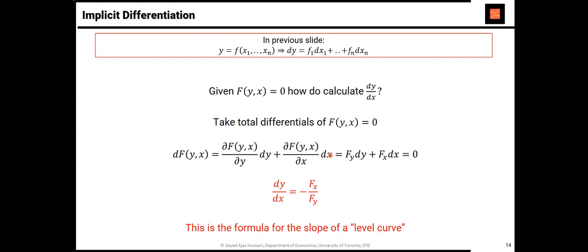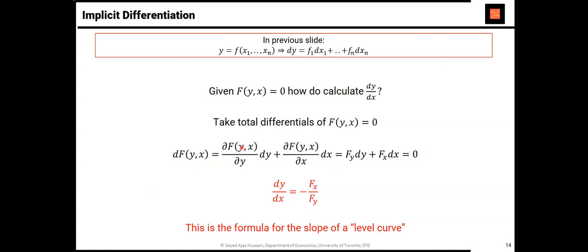And because behind the scenes x and y are intertwined in such a way so that this entire big F equation always has to be equal to 0, when you change x, y has to adjust in such a way that the total change in the F function is always left equal to 0.